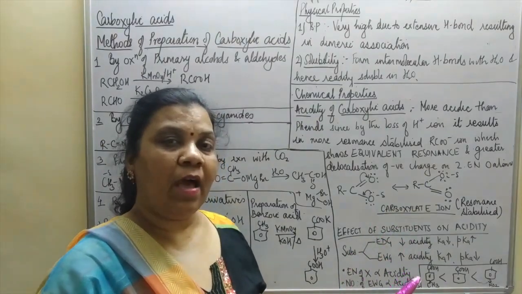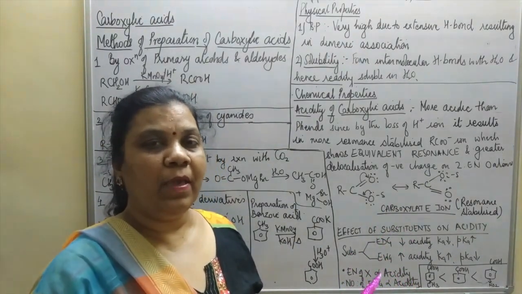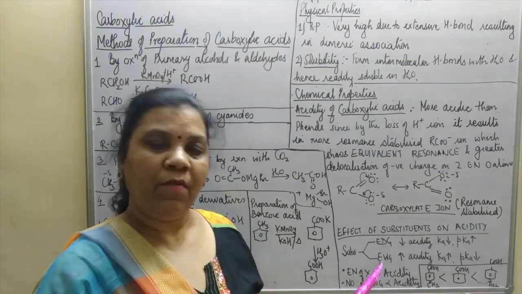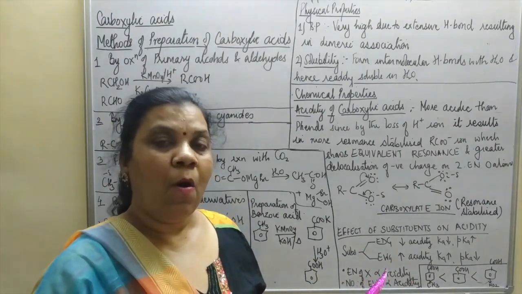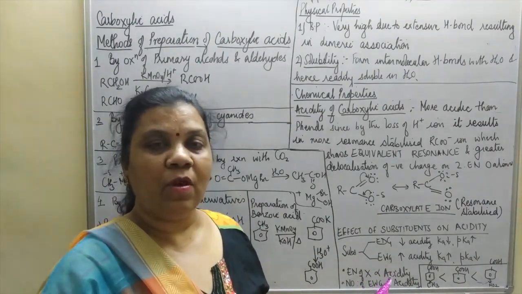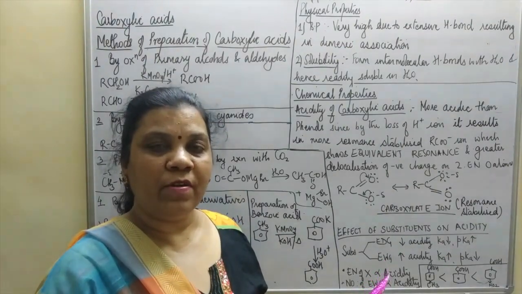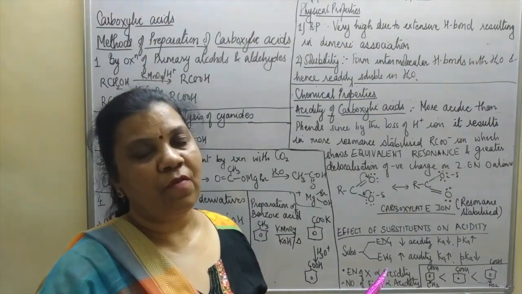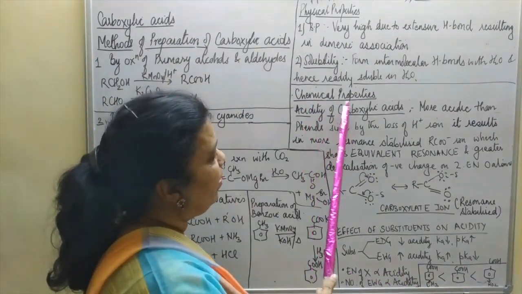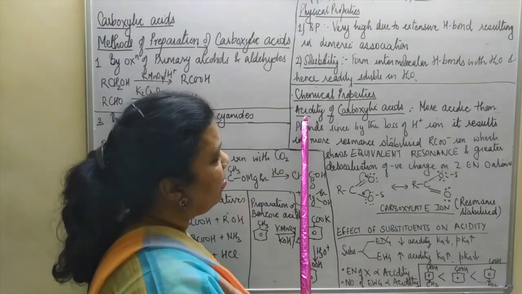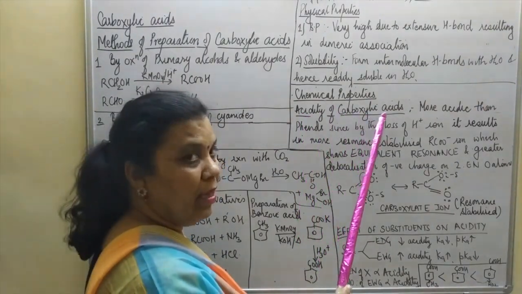Solubility: since they again will form H bonds readily with water, they will be completely soluble or miscible in water. But aromatic acids will be insoluble in water or sparingly soluble, since the bulky aryl group will offer steric hindrance in the formation of intermolecular H bonds with water. Now let us see the chemical properties, and let us see the very important property, which is the acidity of carboxylic acids.